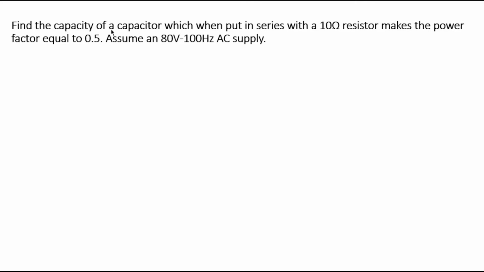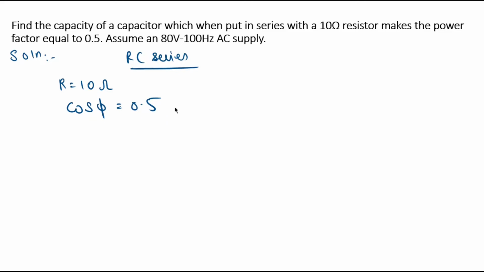Find the capacity of the capacitor, which when put in series with a 10 ohm resistor makes the power factor equal to 0.5. Assume an 80 volt 100 hertz AC supply. So solution, this is an RC series circuit and we need to find out the capacitance of the capacitor, where the resistance is given to us as 10 ohms and the power factor, which is cos phi, equal to 0.5, and from here we can say that ERMS is equal to 80 volt and frequency is 100 hertz.